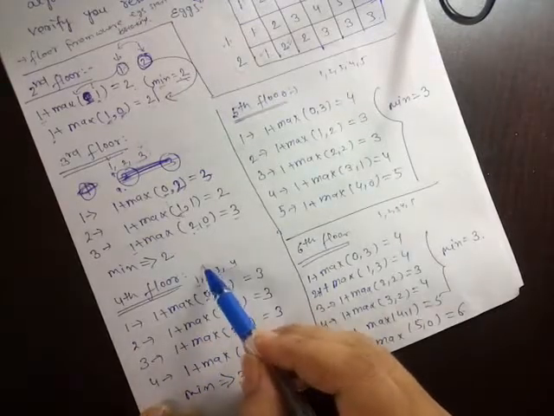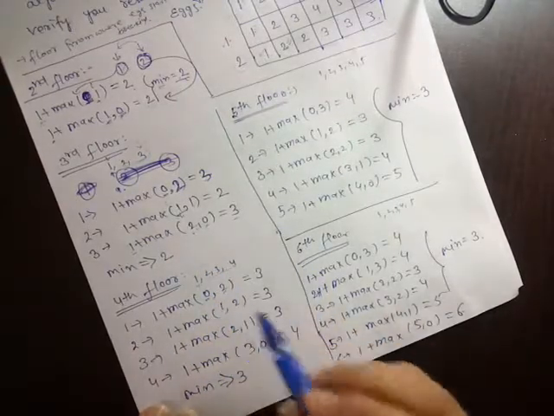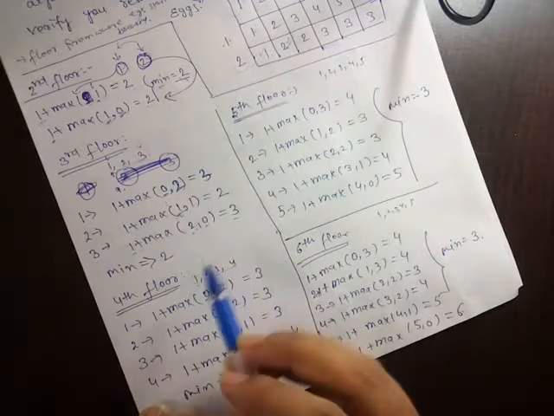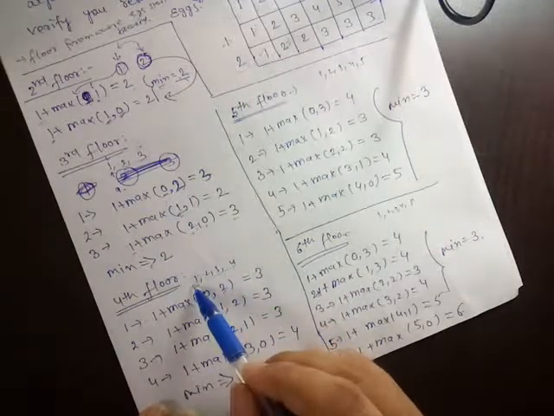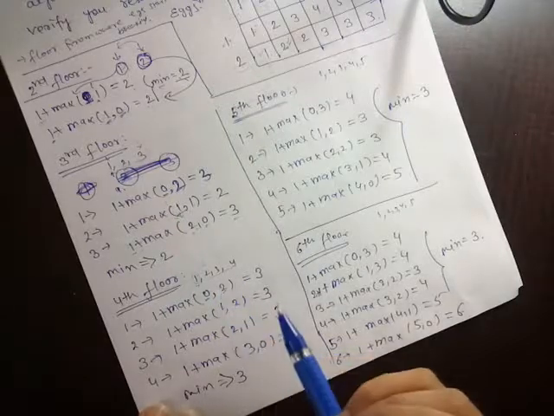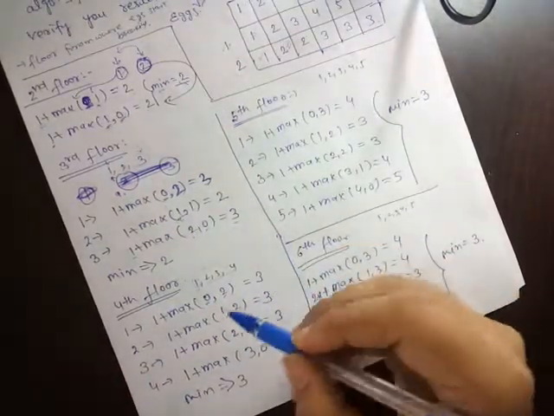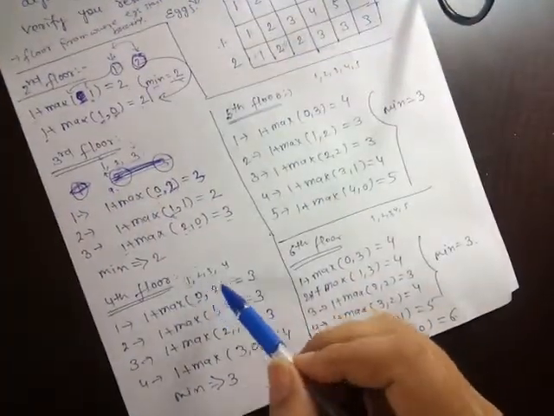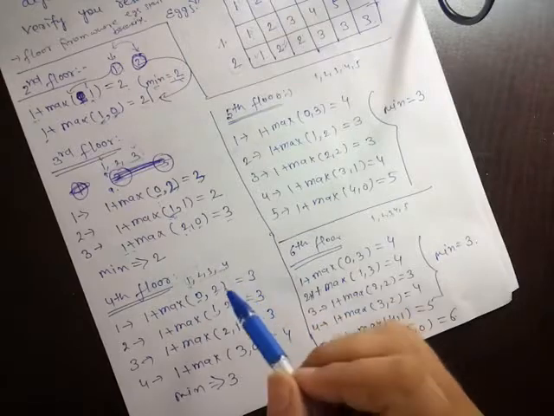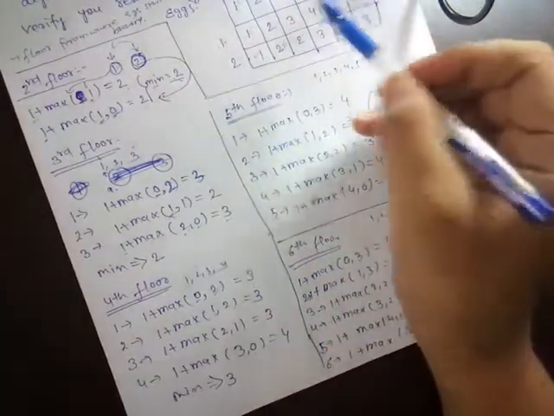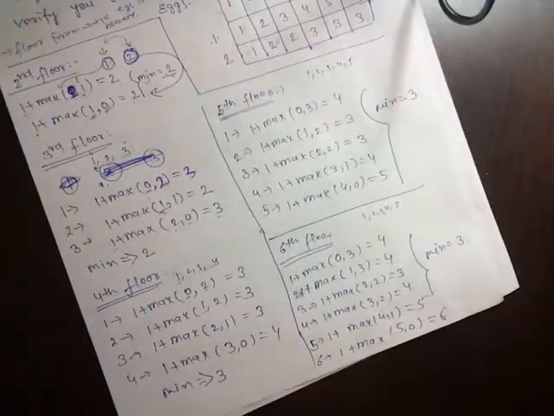Now I am at the second floor. I throw one egg. If it breaks, one floor and one egg remain. So 1 comma 1 means 1. If it does not break, 2 floors are left and 2 eggs are left. So 2 floors and 2 eggs means 2.